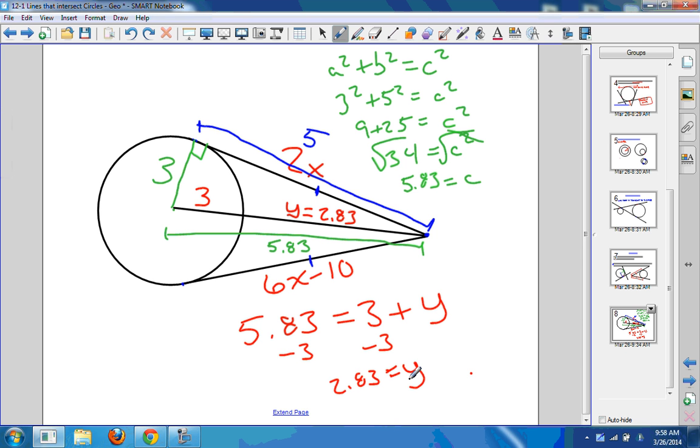So this is what you'll be doing in the lesson in class, looking at these two different theorems, where the radius is perpendicular to a tangent line. You'll probably be using the Pythagorean theorem in that case. And then if we have two tangent lines, like these ones, that are tangent to the same circle, coming from the same point, we know that they're congruent, or they're equal.